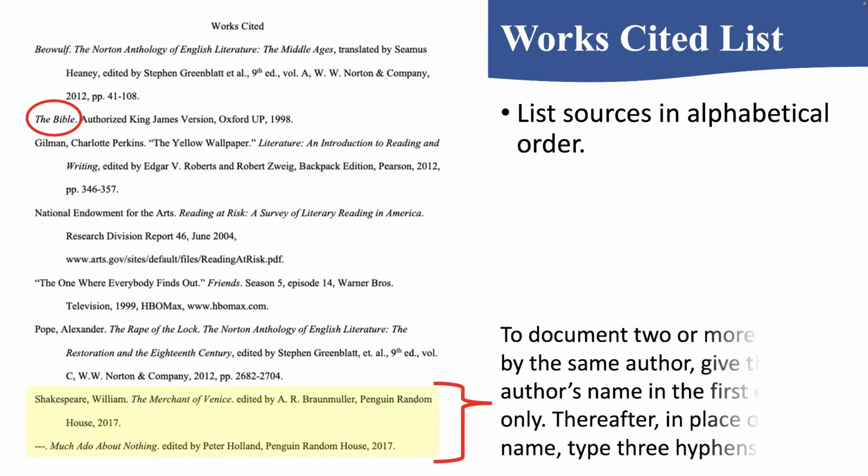Also notice that when I have 2 works by the same author, as we have down here at the bottom by Shakespeare, the second time we list the author, we don't put the author's name. Instead, in place of the author's name, we type in 3 hyphens, as we've done here. Notice, though, I have still included his sources in alphabetical order. So The Merchant of Venice appears before Much Ado About Nothing. That's because, again, we ignore the word the, and we look at the word merchant, and merchant comes before much. ME appears before MU alphabetically.